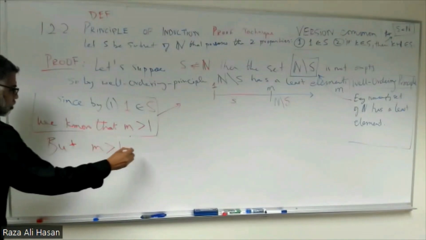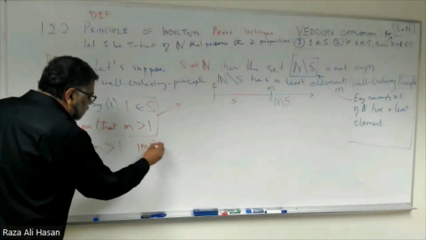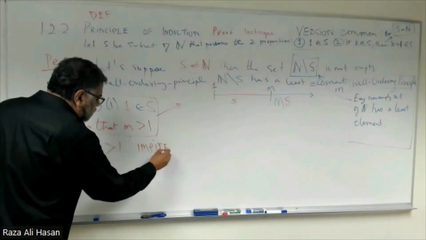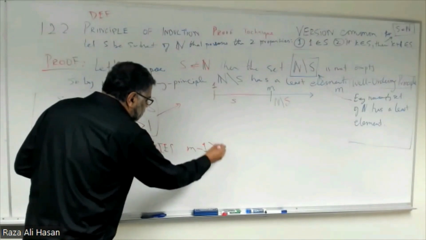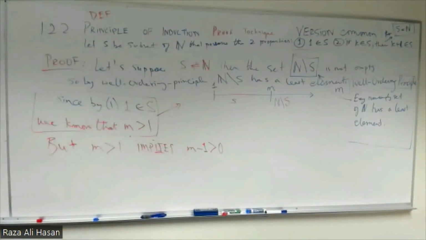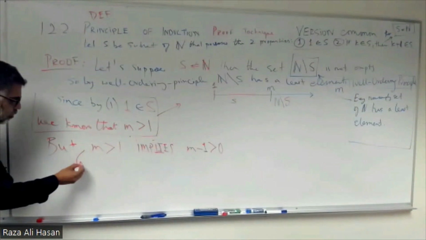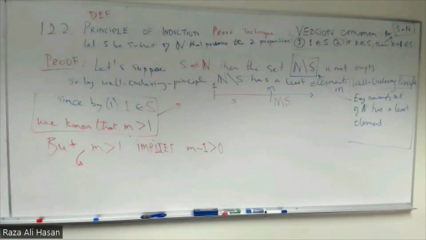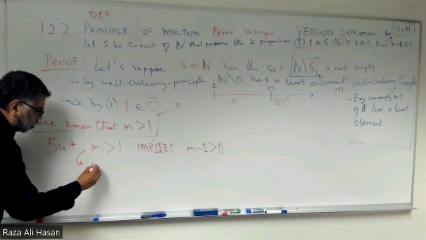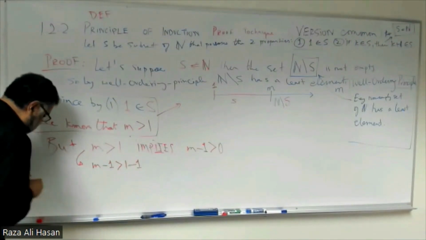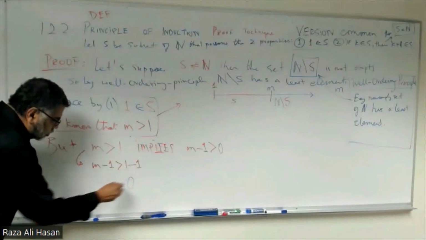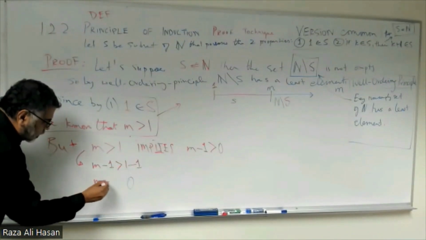M greater than 1 implies that M minus 1 is greater than 0. So this is simply right. What we did here was add minus 1 to both sides. And then this becomes 0, and we are left with this.